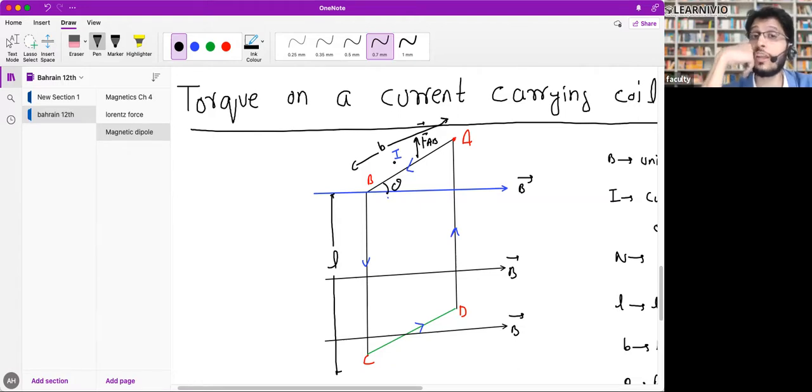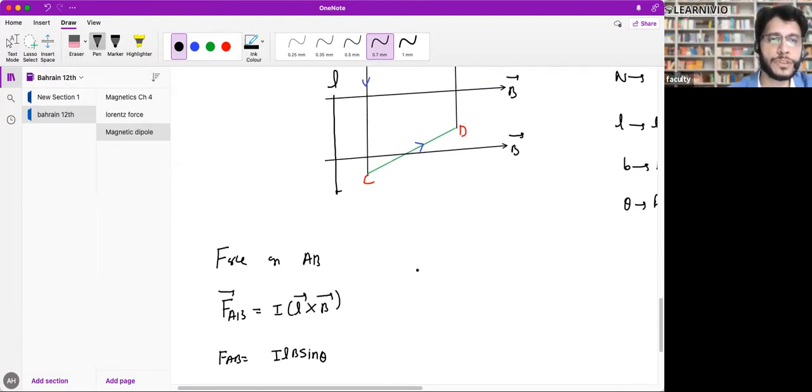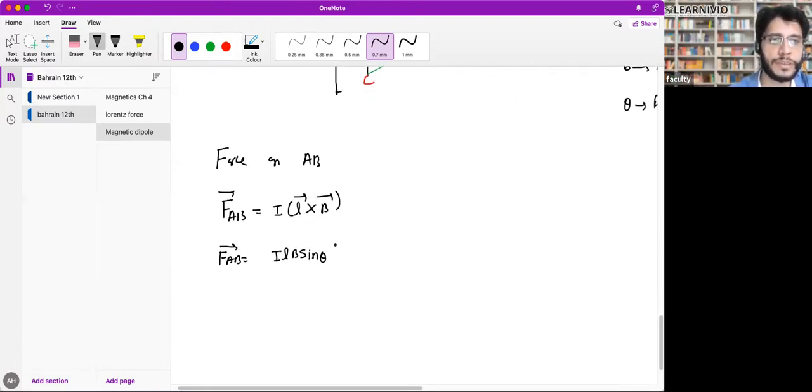No, no, no. The coil is not in the plane of your copy. The coil is coming out of the plane of your copy. Oh, okay, that's why, sir. So upwards means you can write this as FAB is ILB, upwards means j cap. That's my first equation.